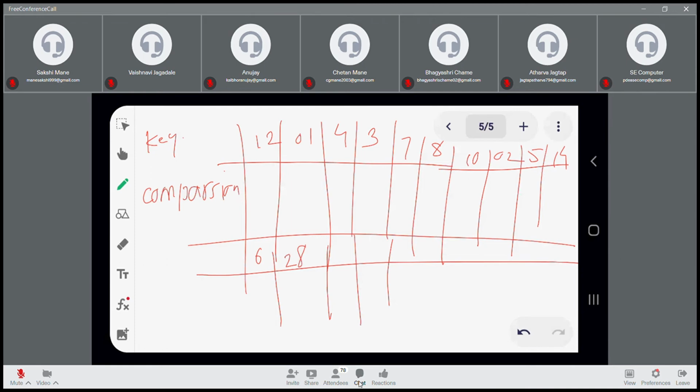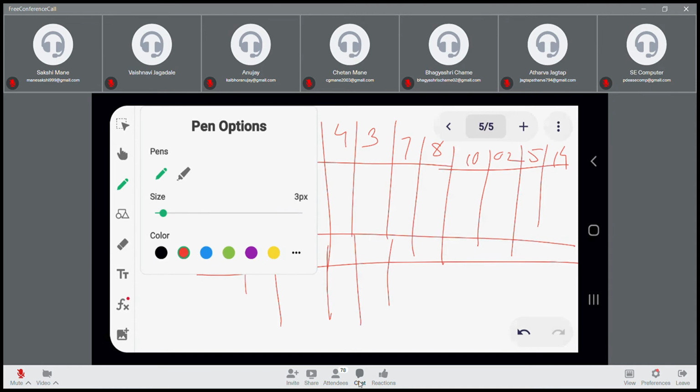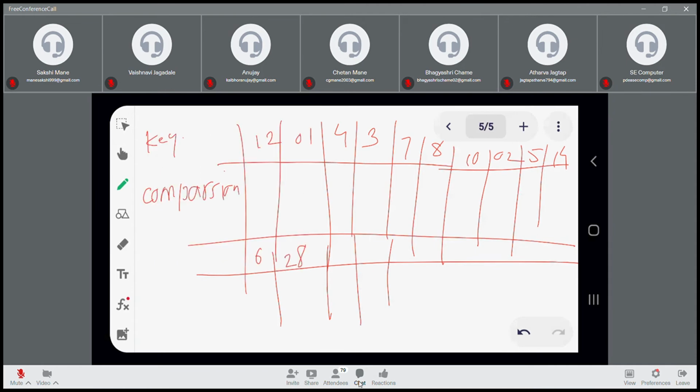Okay. Now, when you apply the mod function for 12, you will get the index as 2. Here index 2 is empty, so you directly place 12 at index 2. So the number of comparisons is only 1. Got this concept? That means you got the index and you placed that key at that index. Similarly, for 0 and 1, the index position is empty. That's why the number of comparisons is only 1.